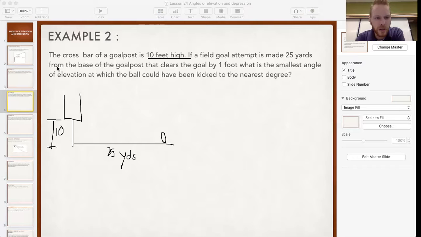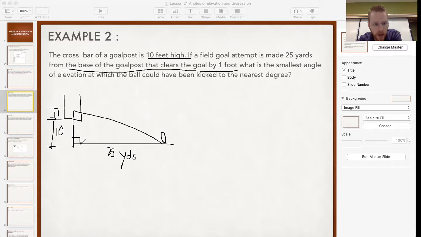Now, if we look at the next part. Oh, that was bad. I didn't mean to draw all over that. From the base of the goalpost, the football clears it by 1 foot. So here's my football. It's going to come all the way up here. And the height from this point to this point, we have another foot. I'm going to put a 1 there. And obviously the height is perpendicular to the ground there.